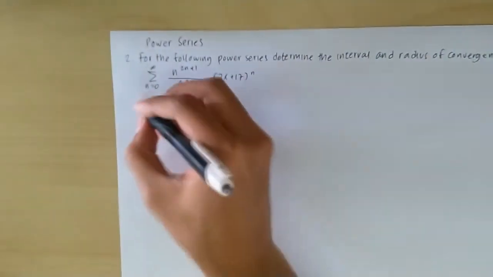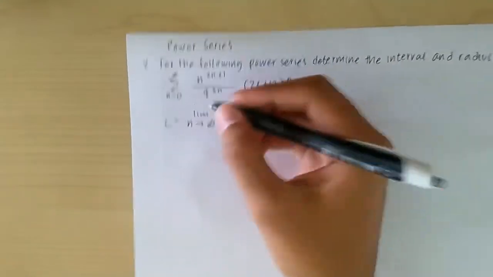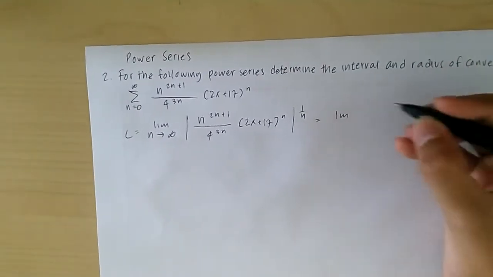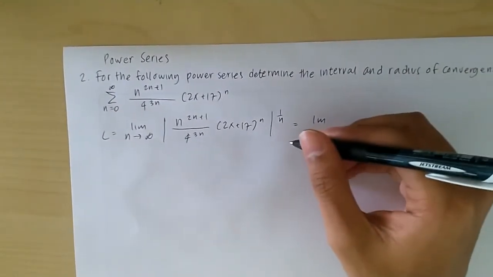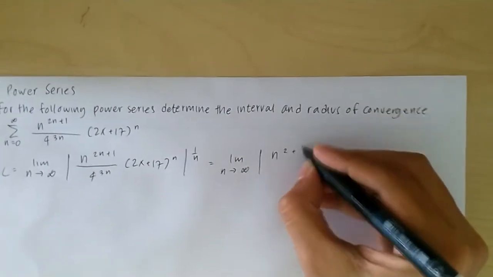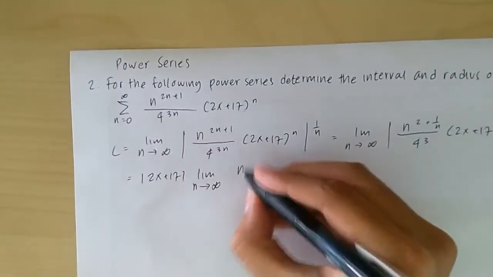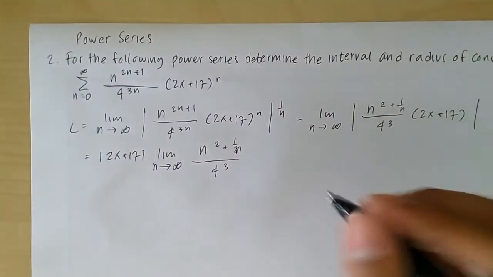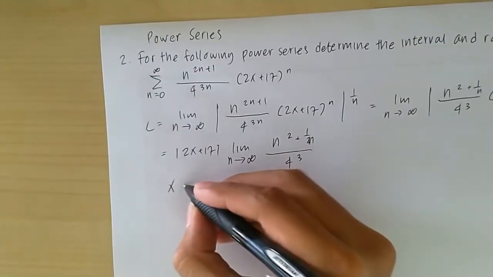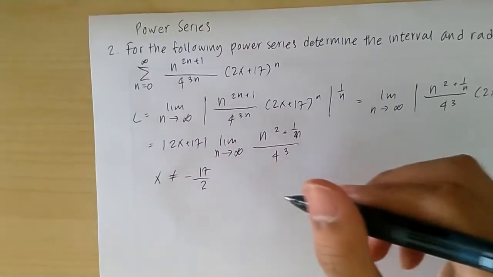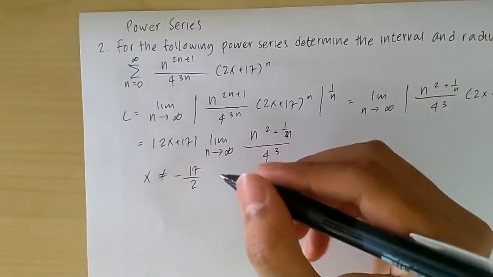Now we're going to want to write it. We're using the limit of n approaching infinity for this series. From this, L will be infinite. This is provided that x is not equal to minus 17/2, so the series will diverge for this particular value of x.